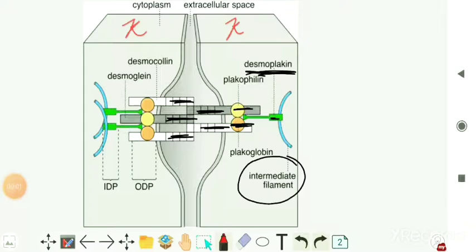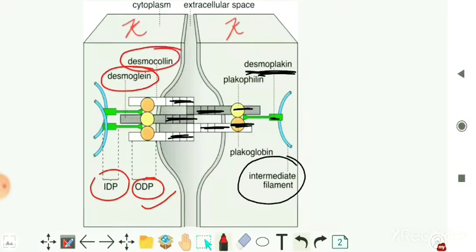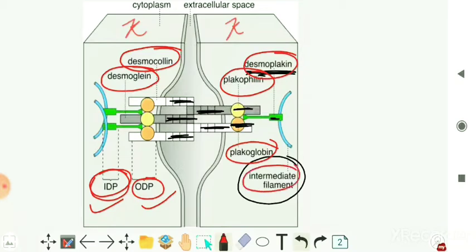There are two junctions which are seen in electron microscopy. The first one is outer dense plaque and the second one is inner dense plaque. This outer dense plaque is formed when desmoglein and desmocollin attach with plakophilin and plakoglobin, and the inner dense plaque is formed when desmoplakin attaches with intermediate filaments.